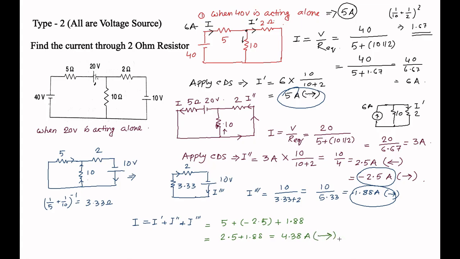I think you got this numerical. This is a very simple numerical. The superposition theorem for your class is basically based on the current division rule. Maximum you have to apply the current division rule. In a few cases you have to apply KCL and KVL. Now go to the next question.